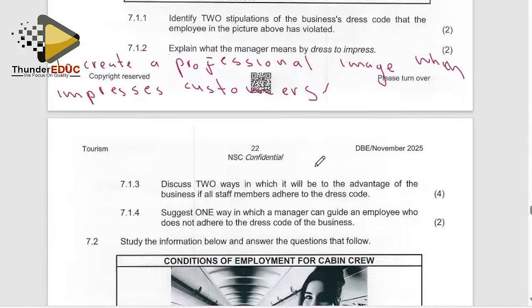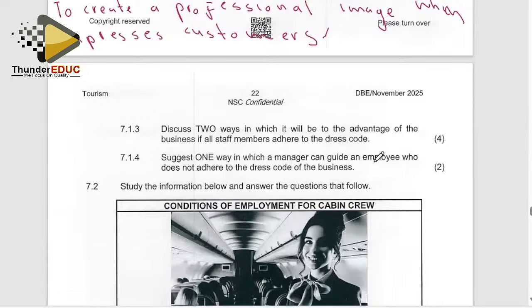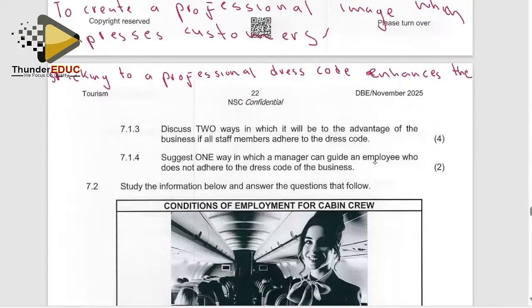Then 7.1.3, discuss two ways in which it will be to the advantage of the business if all staff members adhere to the dress code. So it's actually a good thing for all staff members to adhere to the dress code. Sticking to a professional dress code enhances the professional image of the business.